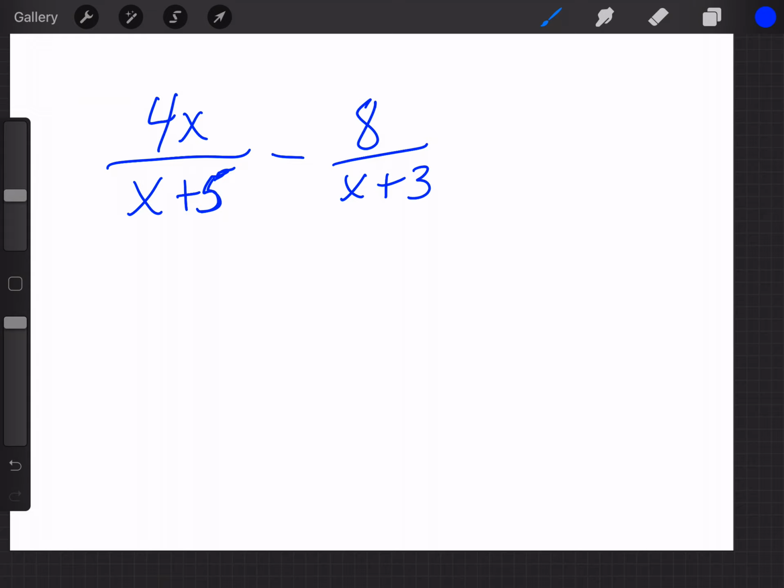So when I look at this, this one's pretty easy. Are these the same? Absolutely not. Do I need to make the 5 or the 3 be like each other? No. This is a whole unit, and this is a whole unit.